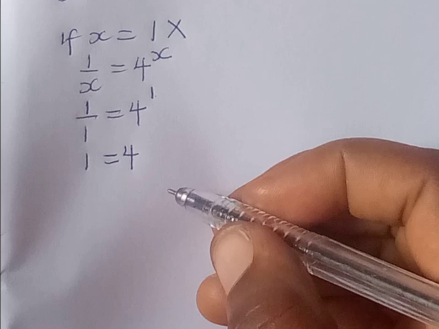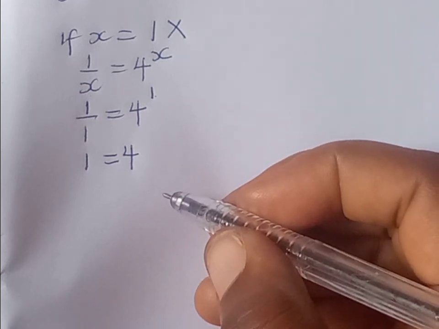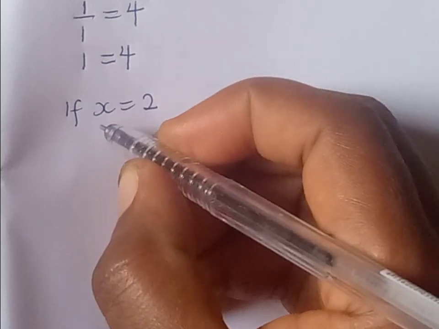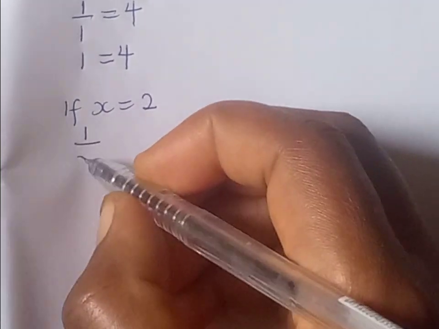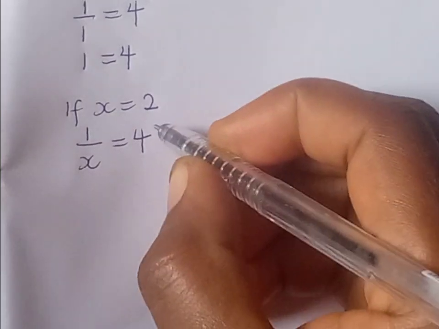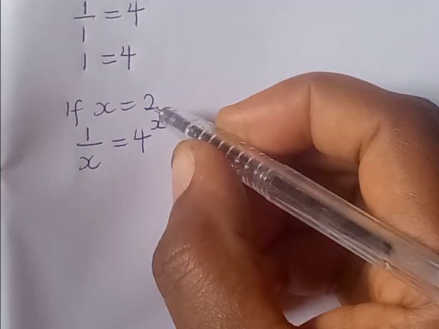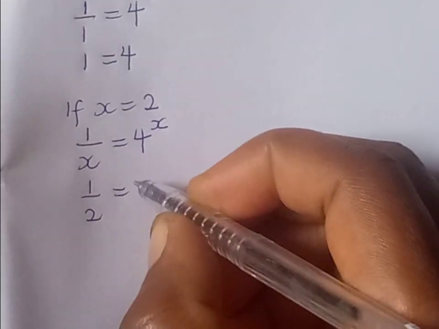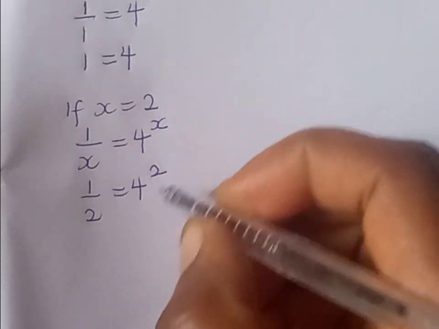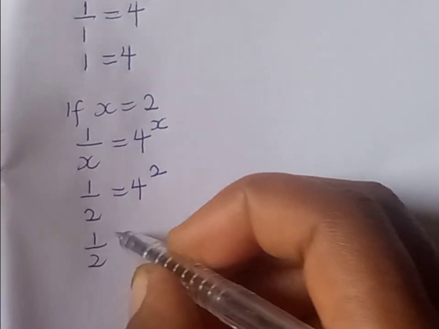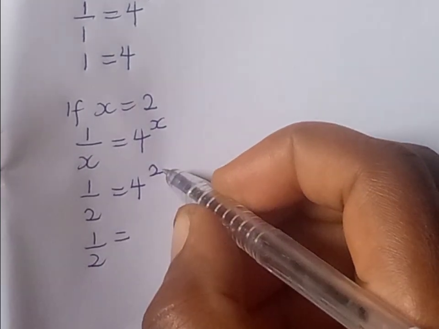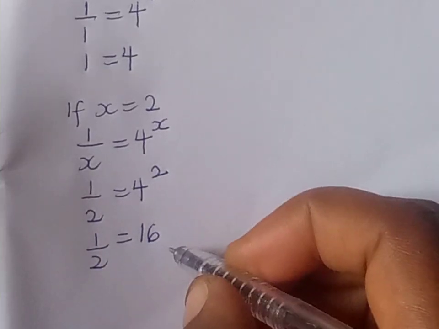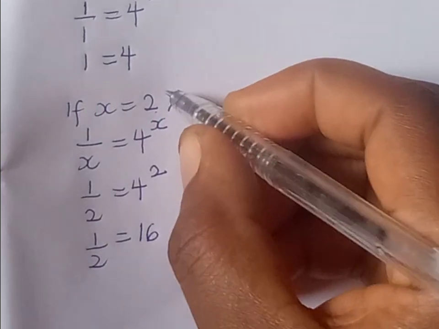Now let's test another one, which is x equals 2. If x equals 2, our equation again, 1 divided by x equals 4 raised to the power of x. Now if x equals 2, we shall be having 1 divided by 2 equals 4 raised to the power of 2. That's 4 times 4, which will give us 16. Can you see that both sides are not the same? So x equals 2 is incorrect.